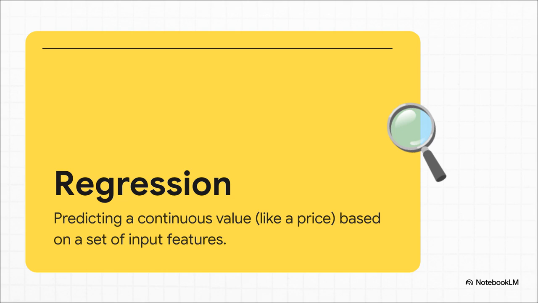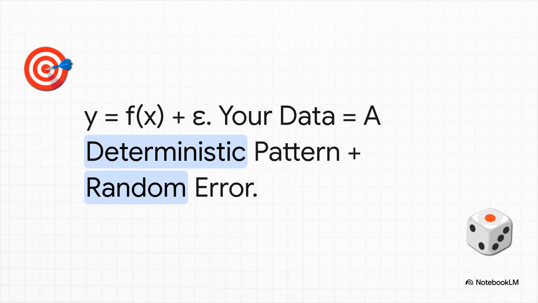Okay, and here's the core philosophy behind it all. We assume that every piece of data we see, let's call it Y, is really made of two parts. There's the real predictable pattern, the signal, which we call f of x. And then there's, well, just random junk, noise. That little epsilon symbol there, that's the noise. It could be measurement errors or just random chance.